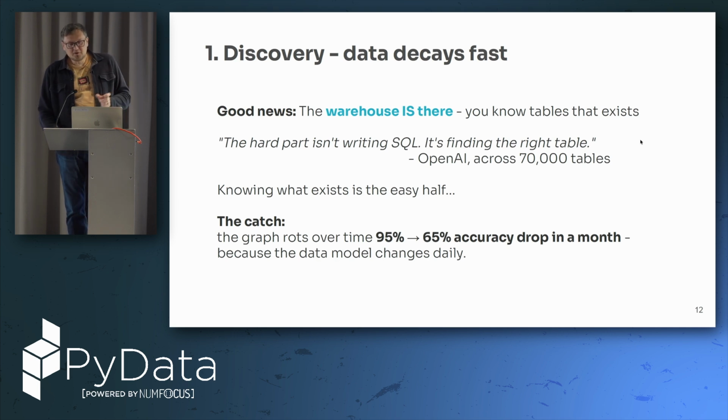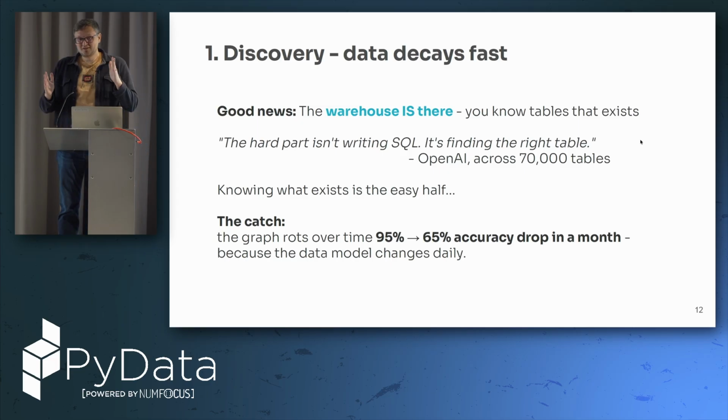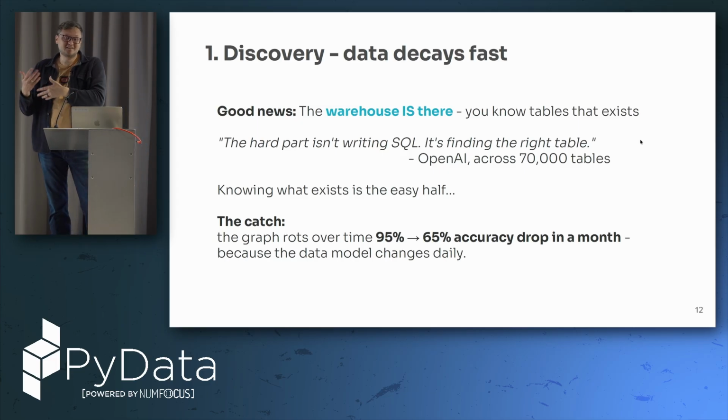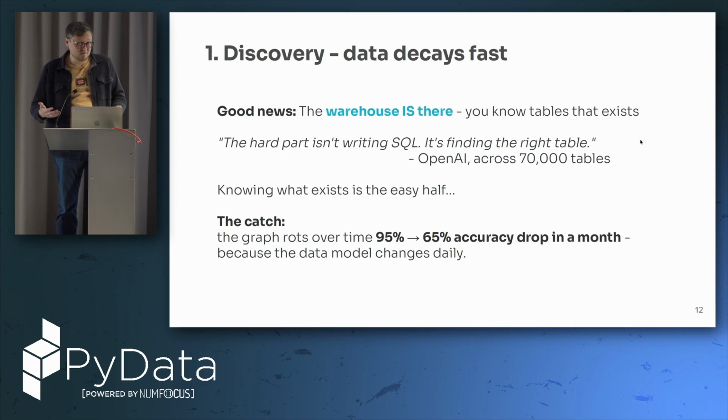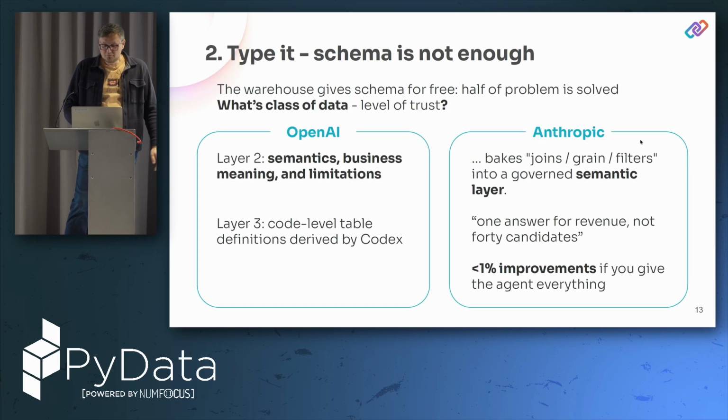Another part of the problem is that all this information needs to be constantly updated. And Anthropic claims that their accuracy drops from 95% to 65% in one single month if they don't update the meta information about tables and such. So a drastic accuracy reduction just because the data is outdated. So it has to be an automatic process.